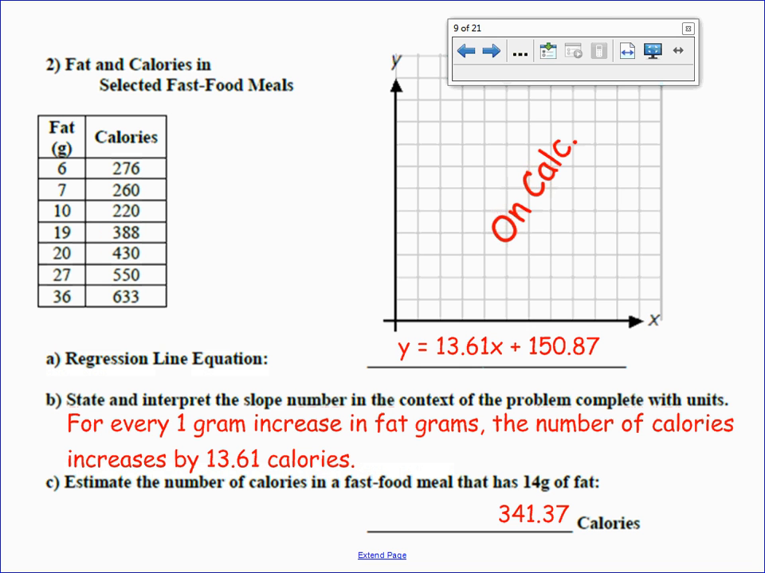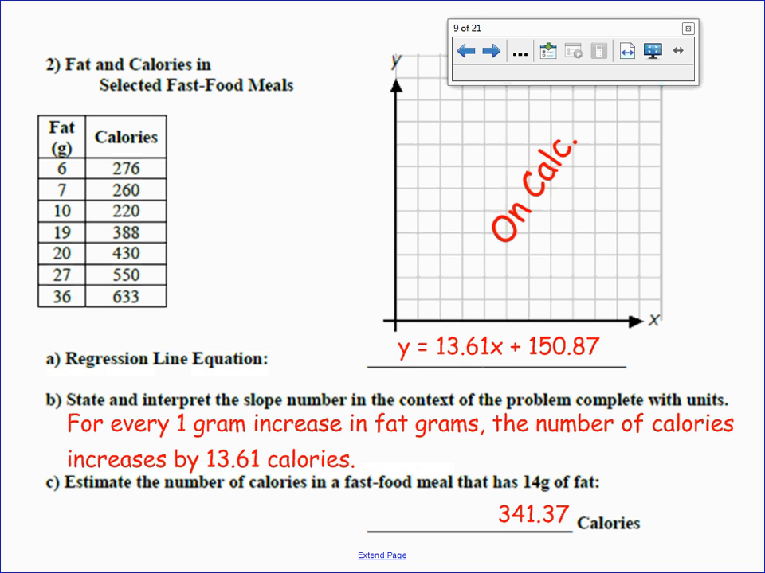However, your regression line, rounded to 2 places, should be y equals 13.61x plus 150.87. I interpreted the slope by saying for every 1 gram increase in fat grams, the number of calories increases by 13.61 calories. That is, the number of calories in the fast food meal is increasing at a rate of 13.61 calories for every 1 gram of fat in the meal. Either way is fine. My estimation gave 341.37 calories.